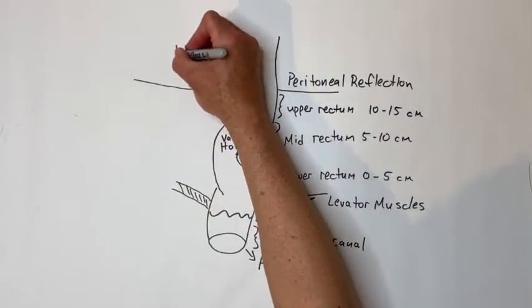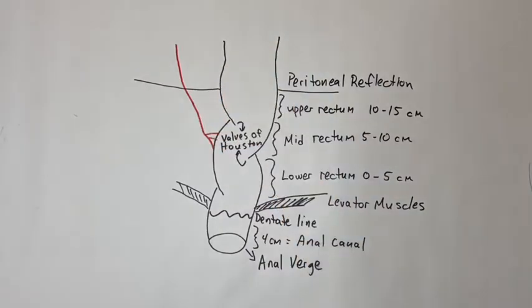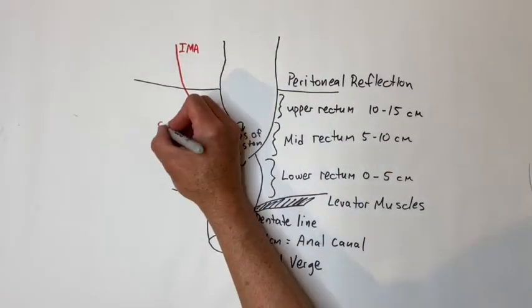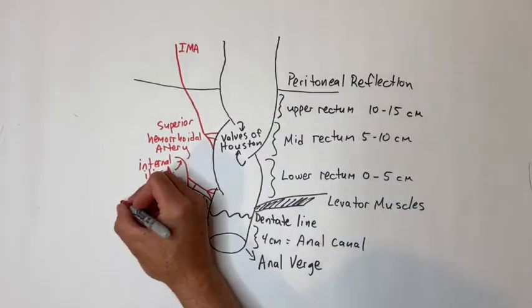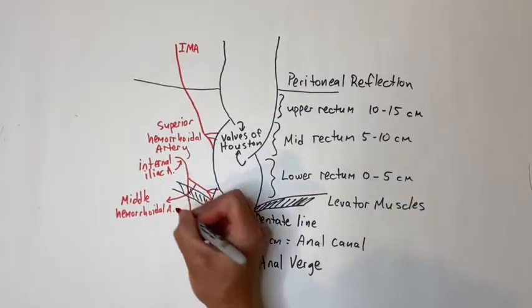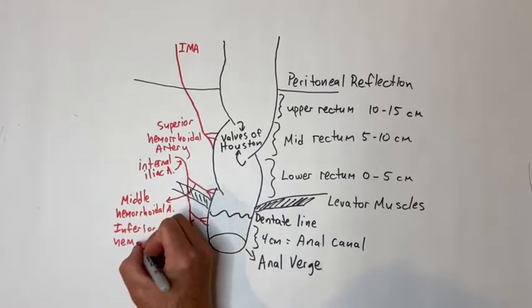The upper rectum gets blood flow from superior hemorrhoidal artery, which is a branch of the IMA. The middle and lower rectum gets blood supply from the internal iliac artery, and the middle and inferior hemorrhoidal arteries.